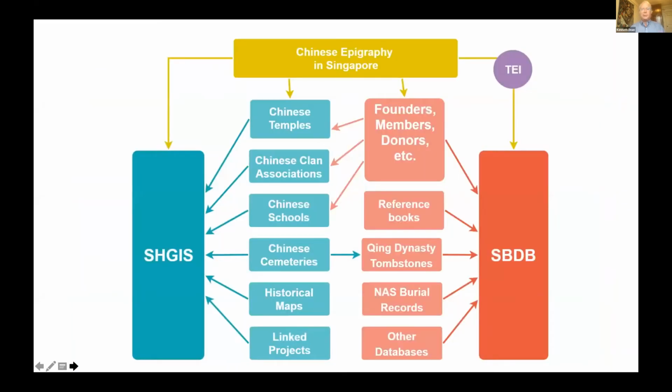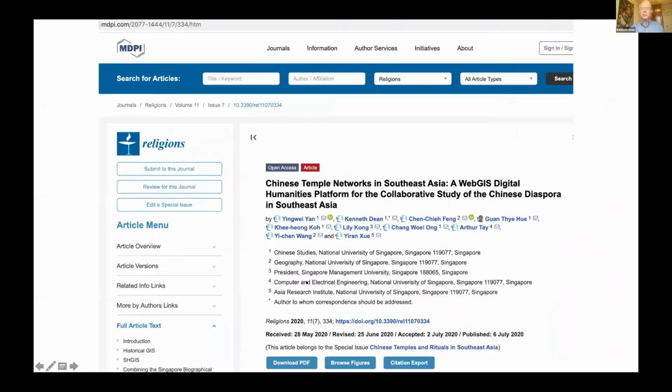Okay, our project tries to combine information from a lot of different sources into two different databases. One is a social network, one is a historical GIS. And here you can see some of the kinds of sources that we're adding into that material. If you're interested, we've written this up in an online journal article, which you're very welcome to have a look at if you'd like more information.